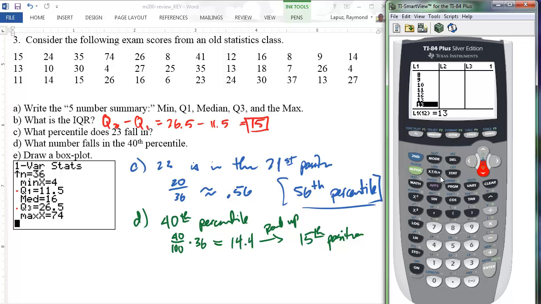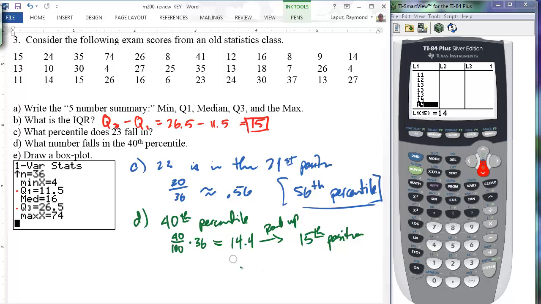11th, 12th, and I'm looking at the number in the parentheses here to get the 15th position. 13th, 14th, and the 15th position is actually the number 14. There's several 14s here. So the first, whatever 14 falls in the 15th position is what we're looking for. So that finishes our percentile problems. And this is how we would approach doing the percentile problems.